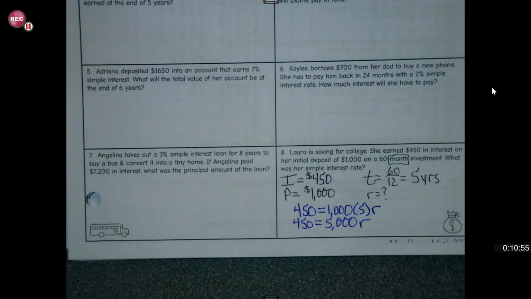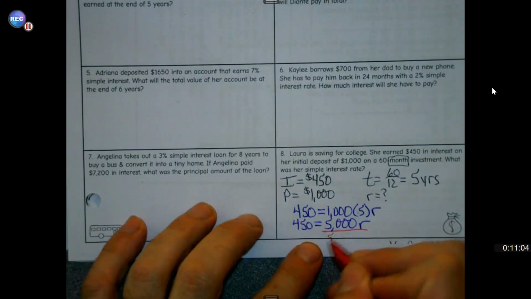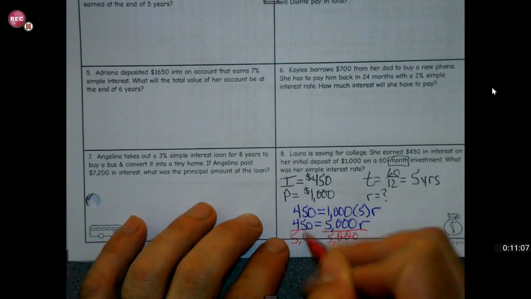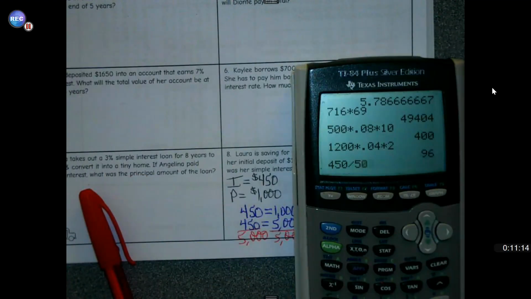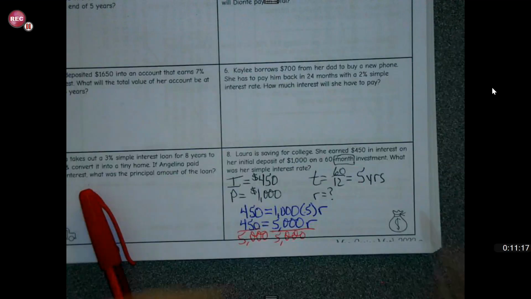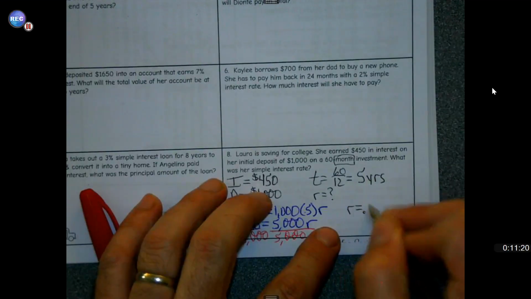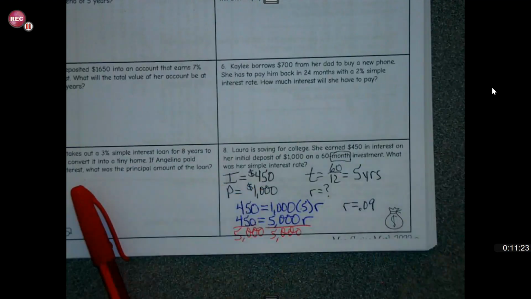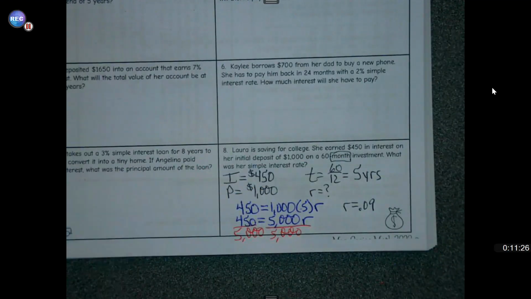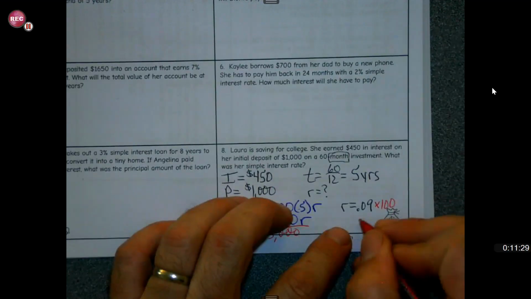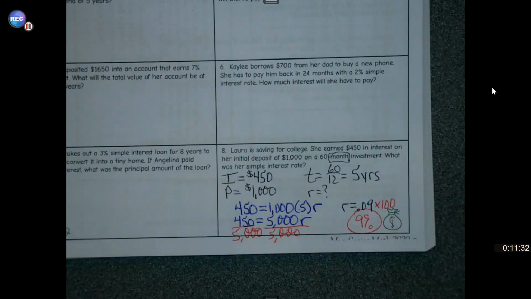So now for my algebra 1ers, the minimum out there, what is my one last step to get R by itself? Divide by 5,000. And we're going to get a decimal. So let's see here. 450 divided by 5,000. 0.09, but that is not the answer. That's the decimal form, but we're asking what's the rate. If we multiply that by 100, we get 9%. So it can move on us a little bit.